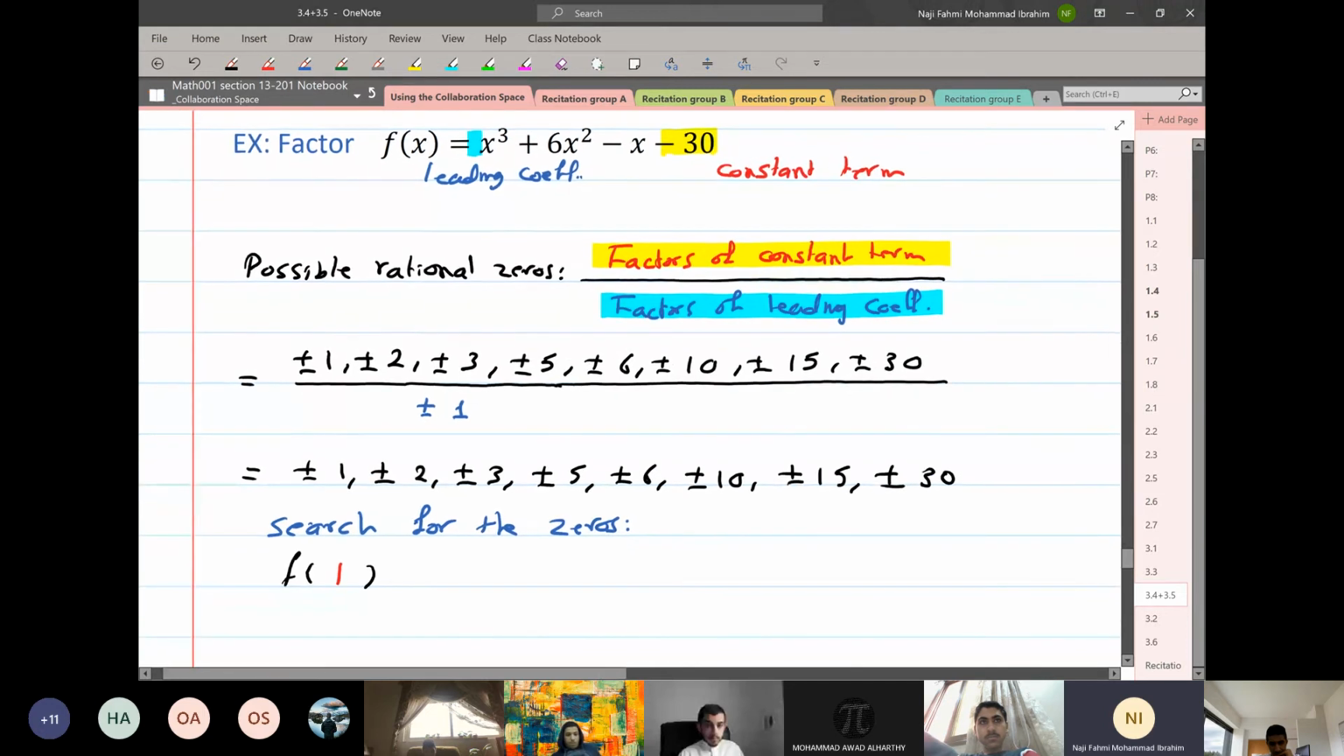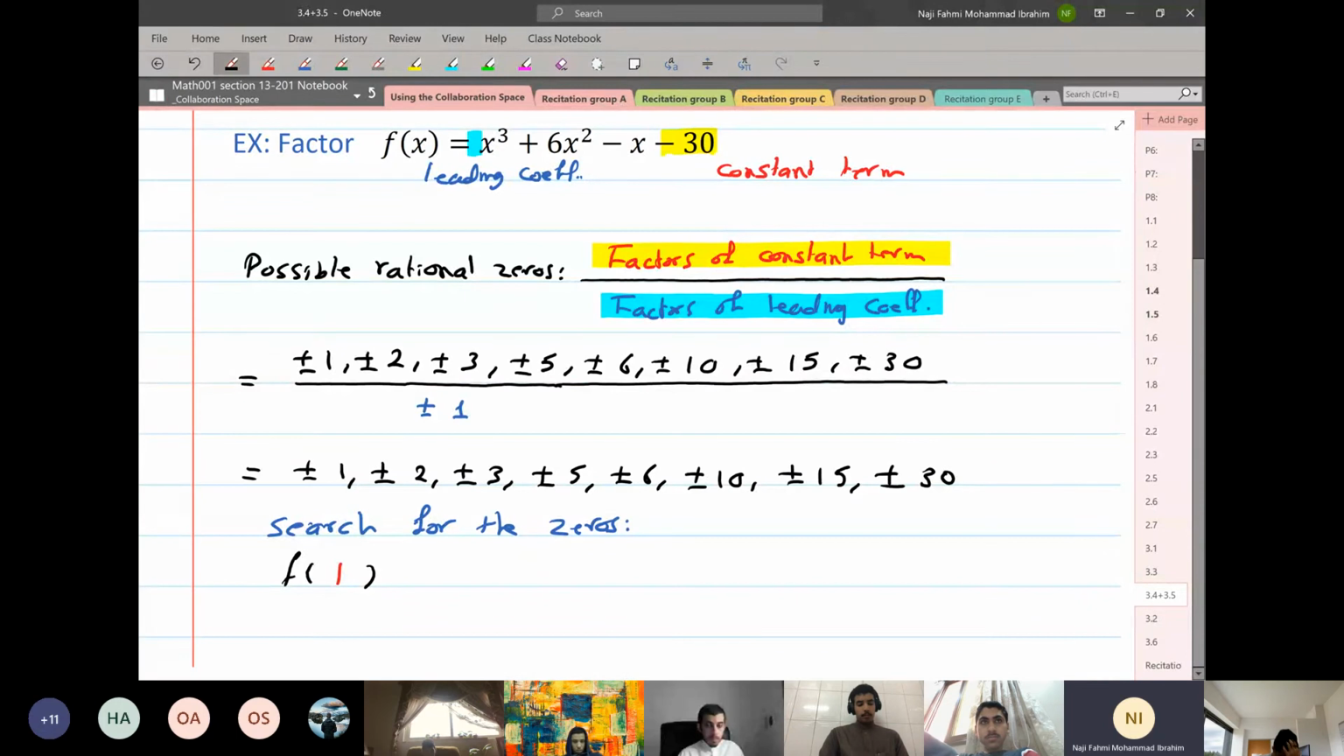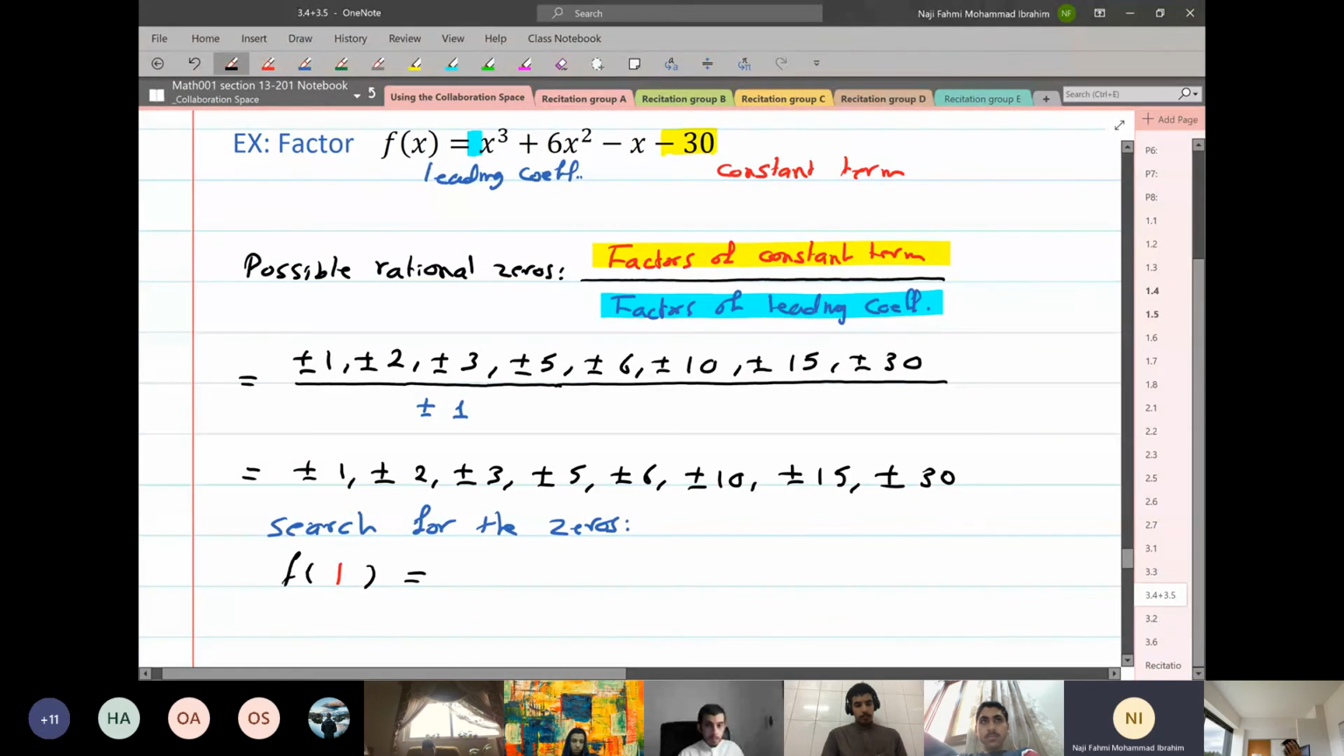If f of 1 is 0, this means x minus 1 is a factor. So how much is f of 1 now? If I substitute 1 in the function, what do we get? Go up and substitute 1 in the function. We have 1 plus 6 minus 1 minus 30. Is this equal to 0 or not? No. So we say 1 is not a factor, not a zero.